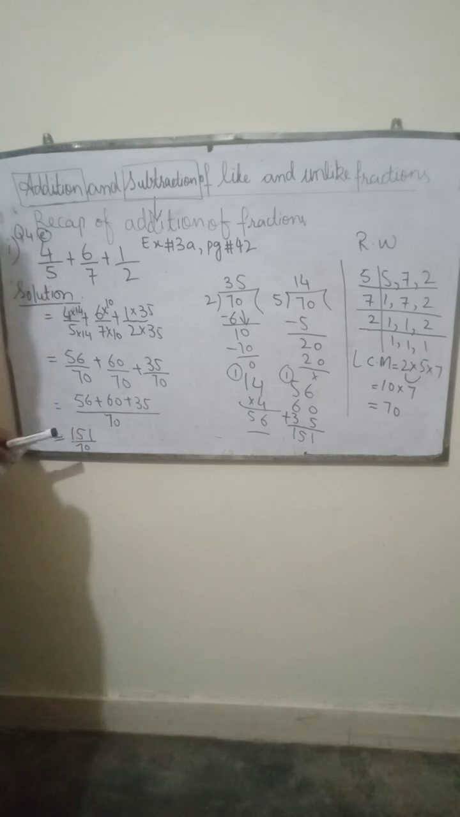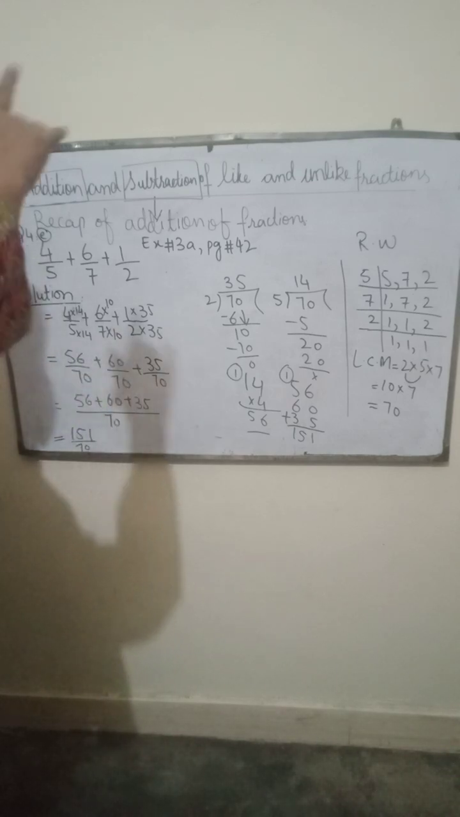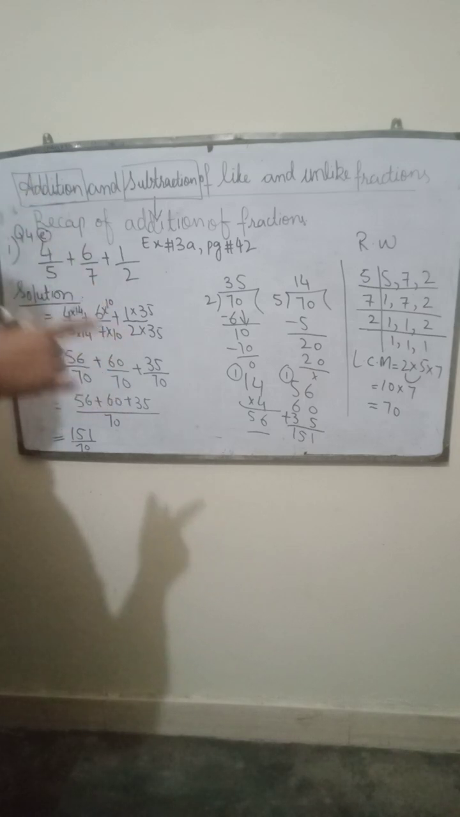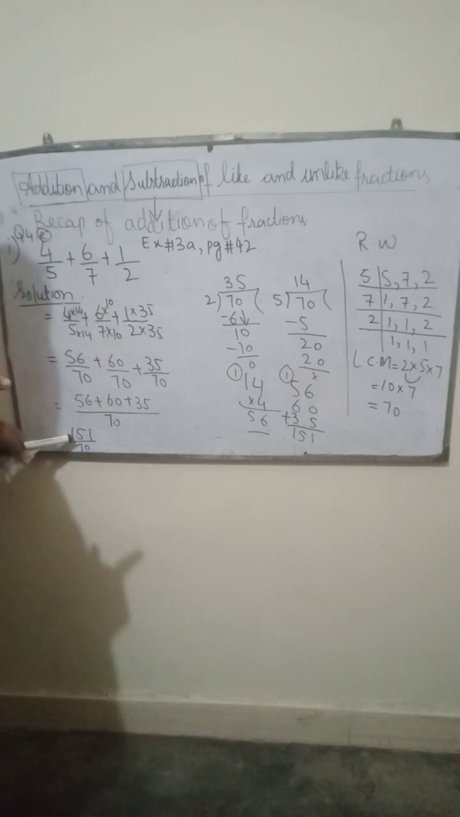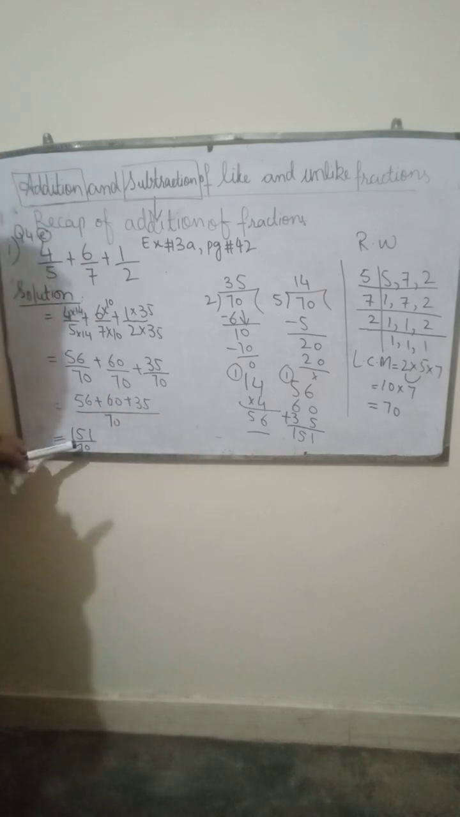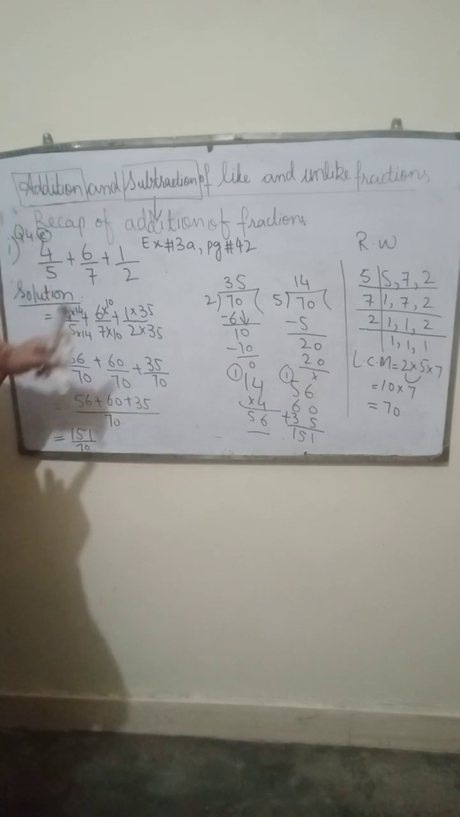So an improper fraction always leads us to a compound fraction or mixed fraction. So we will convert it into a mixed fraction. This is not the answer, because the numerator is greater than the denominator. So we have to convert it into a proper fraction, and for that we go to the mixed fraction. Okay, so 151 over 70.